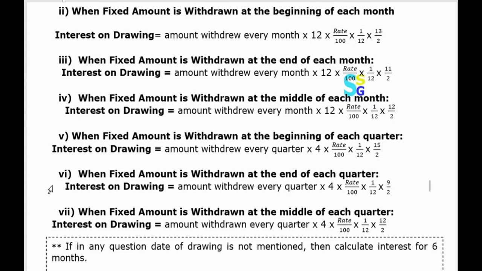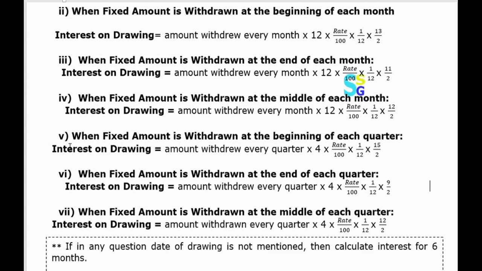So far we have discussed how to calculate interest on drawing when the partners withdrew different amounts at different time periods. But it may happen that the partners decide among each other that they will withdraw a certain amount of money throughout the year. Now, depending on that situation, different conditions may arise.